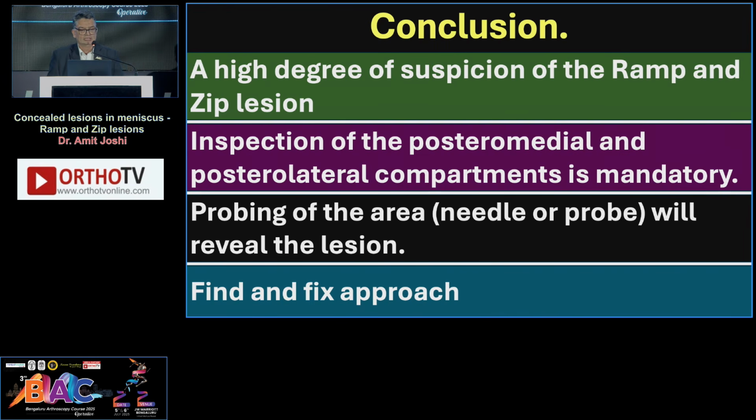To conclude, a high degree of suspicion of ramp and JIP lesions is very essential to detect them. Inspection of the posteromedial and the posterolateral compartment is mandatory, so this must be included in your diagnostic roundup. Probing of the area, either by needle or by arthroscopic probe, will reveal some of the hidden lesions. Do not forget that some of these ramp and JIP lesions are undersurface or meniscocapsular tears, so it is not only the superior surface; you have to see the undersurface of the meniscus. And my approach to these is to find and fix them irrespective of their size.